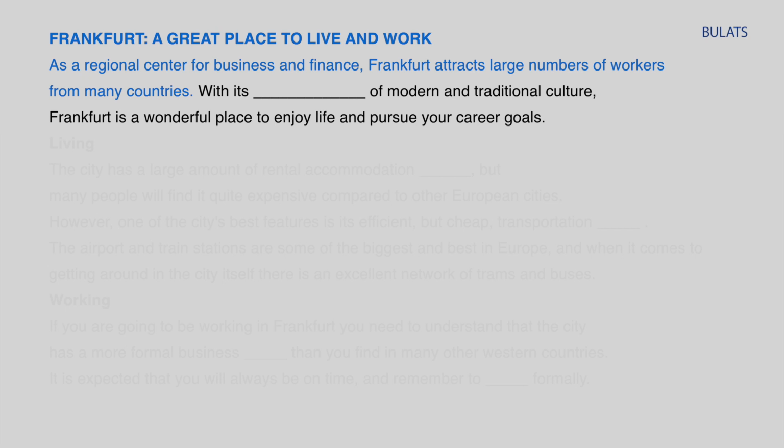Now let's go back to the first sentence with a gap, read through and see if we can work out what kind of word goes there or what kind of meaning it probably has. With its X of modern and traditional culture, Frankfurt is a wonderful place. We can probably work out that it's going to mean something about modern and traditional culture being together somehow. We might even be able to think of a word or two that it could be. Now we're ready to check the options, and we see 4 nouns here, mostly with a similar meaning and mostly meaning something about being together.